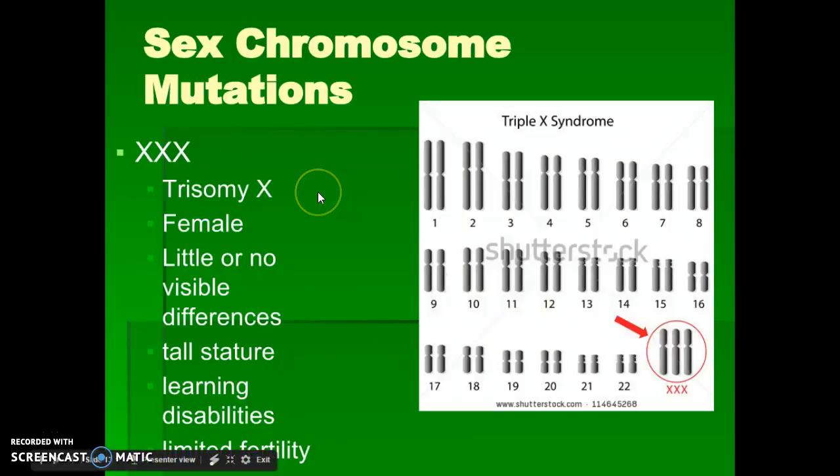Triple X, or trisomy X, they have three X chromosomes. They are female. How you can kind of tell them is sometimes they have a tall stature with learning disabilities and limited fertility. And that will wrap up this portion of it. I would focus on the 2 slides of the gene mutations that we talked about at the very beginning.